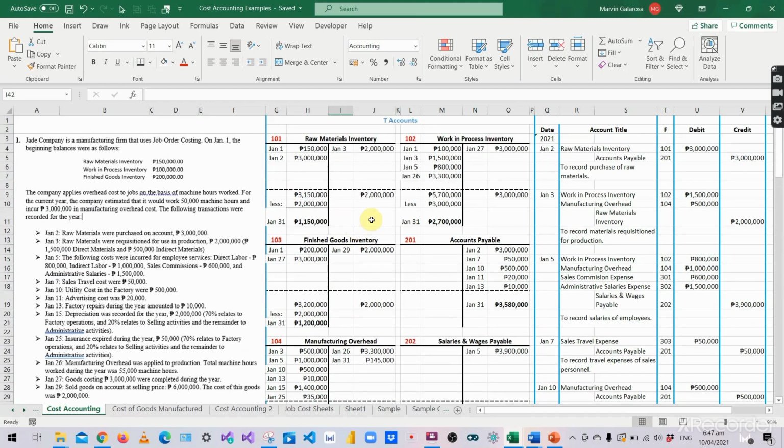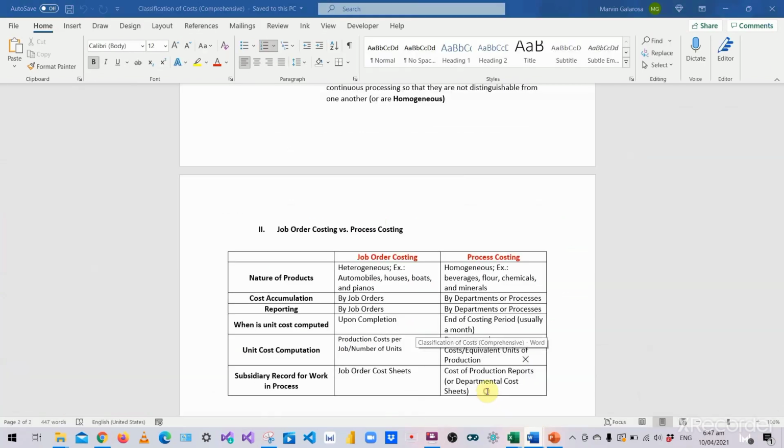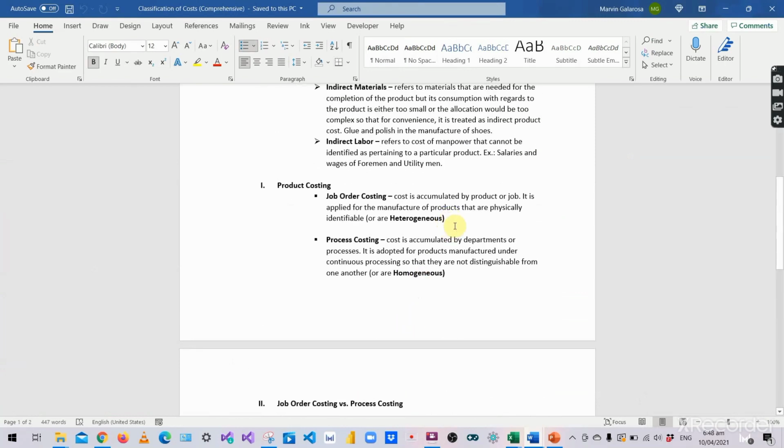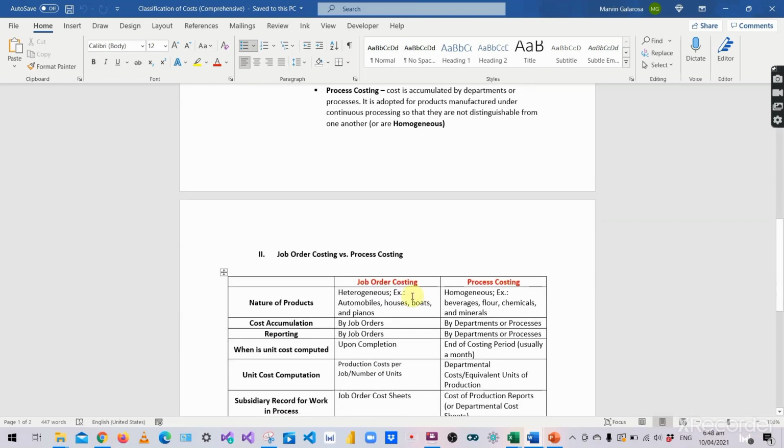This time, job order costing pa rin naman tayo. Pero yung accounting na gagawin natin, it will include na yung preparation ng job cost sheets. So ano nga ba yung tinatawag natin na job order cost sheets? So we had defined job order costing as a costing method where cost is accumulated by product or job. So cost accumulation is by job orders.